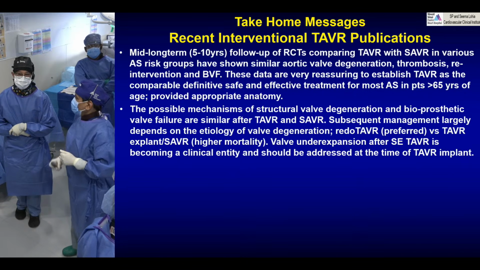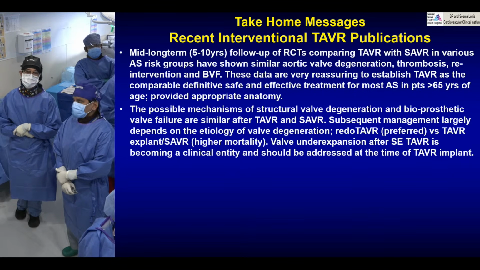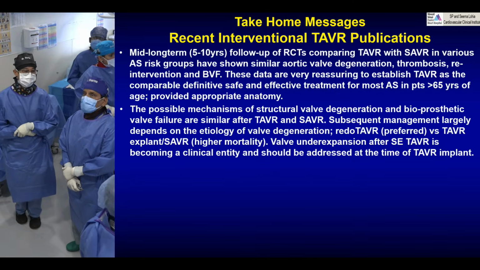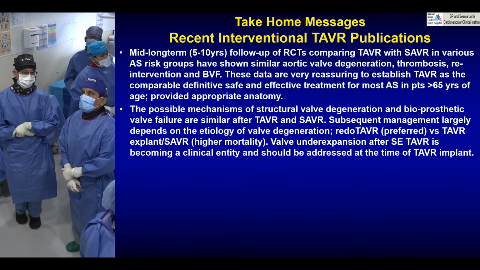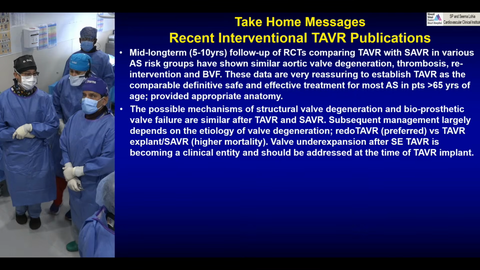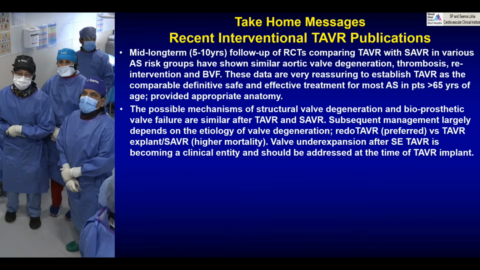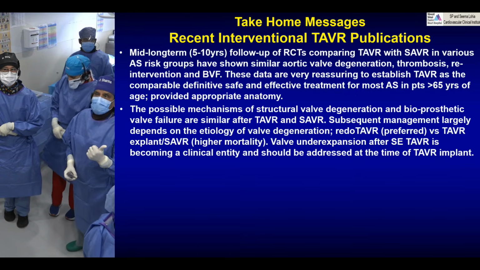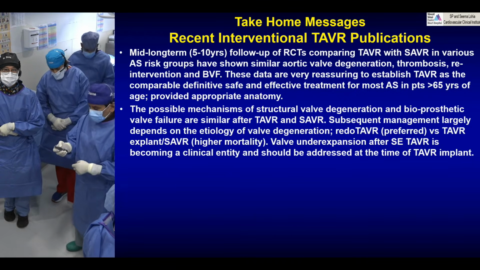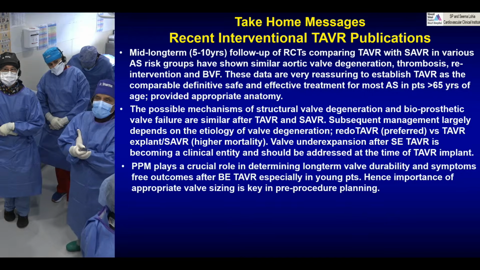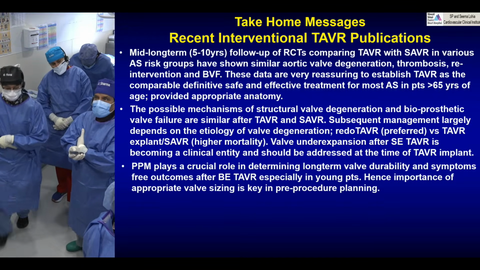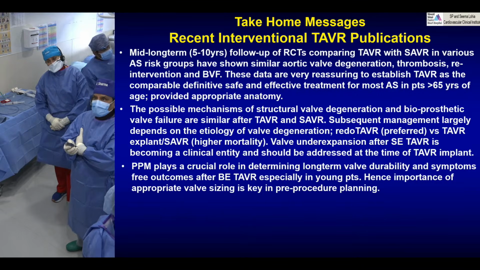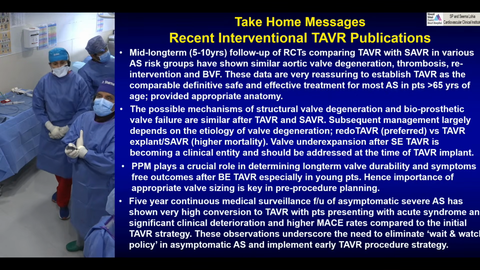Anything new being done for that part? No, I mean, leaflet modification is kind of the mainstream now, that if you have that concern, you should modify the leaflet. That's the safest way, because we know chimney stenting can even get crushed and kinked. Valve under expansion after self-expanding TAVR is becoming a clinical entity and should be addressed at the time of the TAVR implant. And patient prosthetic mismatch plays a crucial role in determining long-term, so that importance of appropriate valve sizing is in pre-procedure planning and even post-dilatation if necessary.